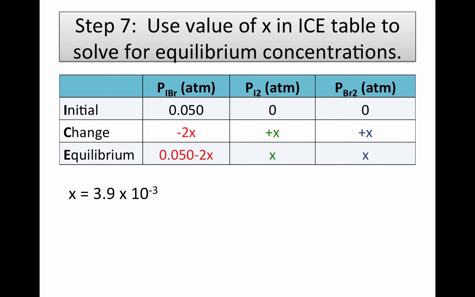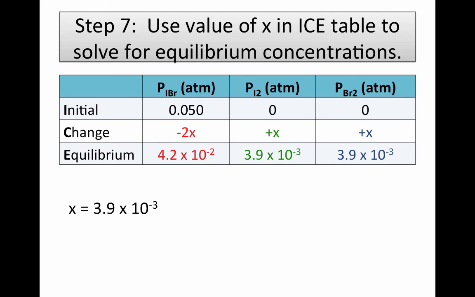So let's take that value and plug it into our table. Okay, and we're going to get our equilibrium concentrations for both iodine and bromine are going to be 3.9 times 10 to the minus third, so that's x. And our equilibrium concentration for iodine bromide is going to be 0.050 minus 2 times 3.9 times 10 to the minus third. That's 4.2 times 10 to the minus second.